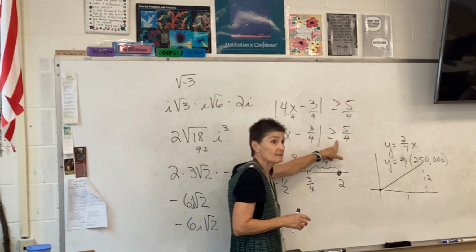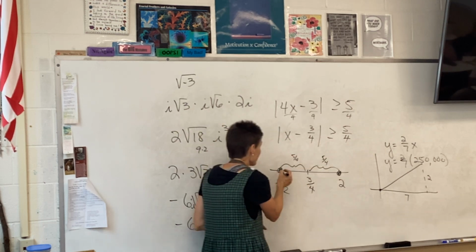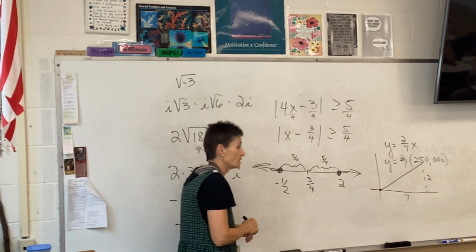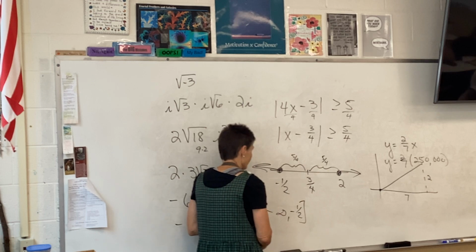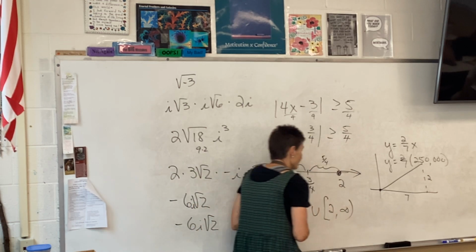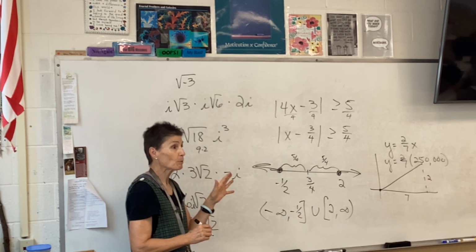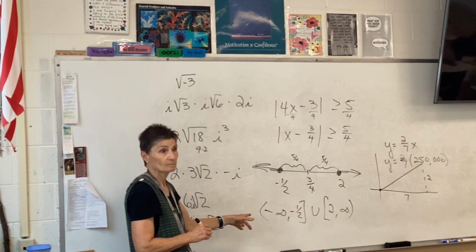I want to be even more than 5/4 away. So that means I'm going to be further away from 3/4. So negative infinity to negative a half, or 2 to infinity. So you're going to do that problem however you want to, but you got to come up with that answer.